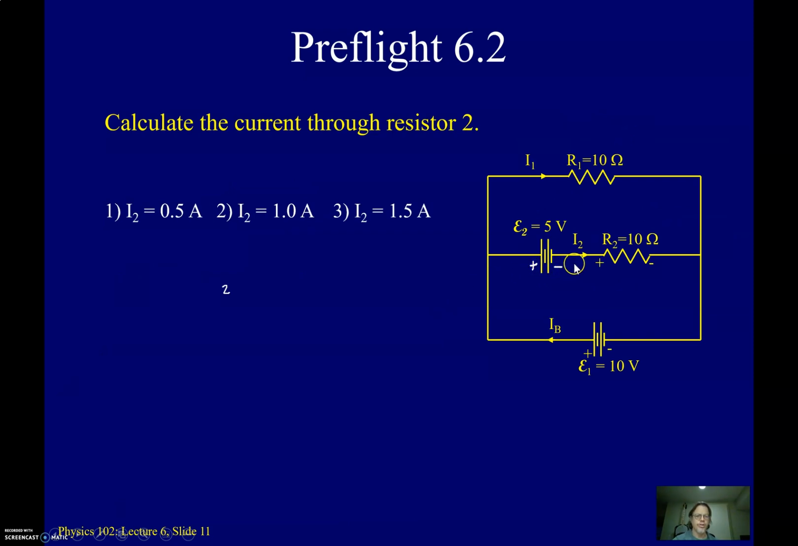This could be a little trickier because I could pick a path this way, this way, or this way. It doesn't matter which one you choose, but you have to choose one. So keep in mind, if I choose this path, does that mean the current here is the same as the current here? I have 2 resistors. Not necessarily, because there's a fork in the road there. So I want to use something with 1 resistor. That's going to be a lot easier for me.